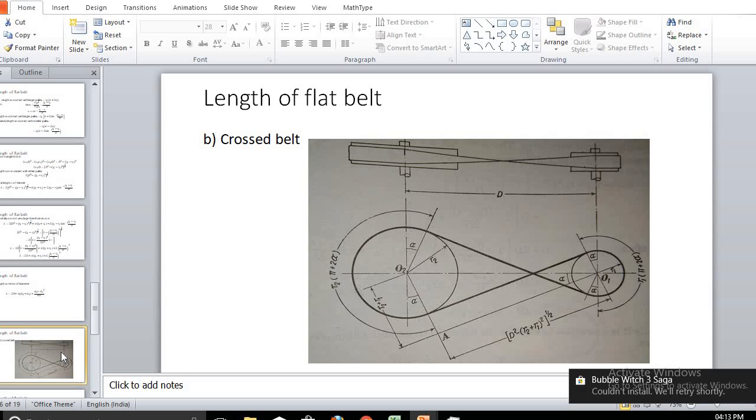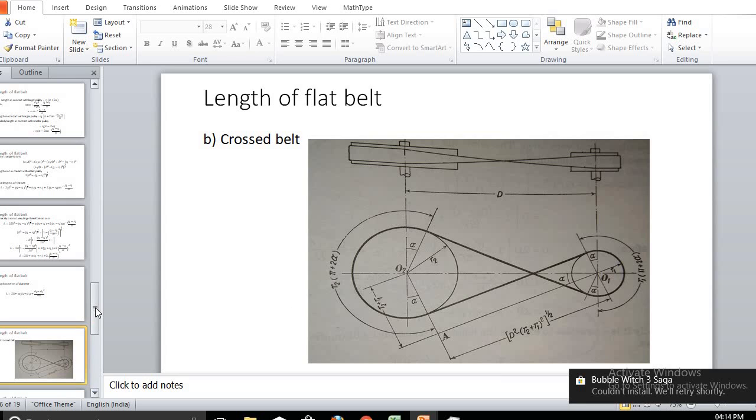Now here for the cross belt, the direction of both the pulleys is different. If one is rotated in this direction, the other will rotate in the opposite direction. Both pulleys are rotated in opposite directions. So such type of arrangement is called a crossed belt.